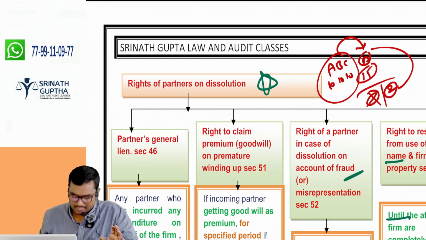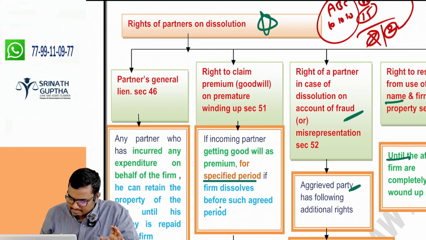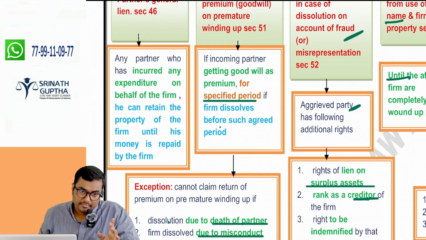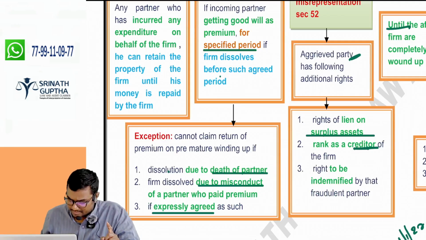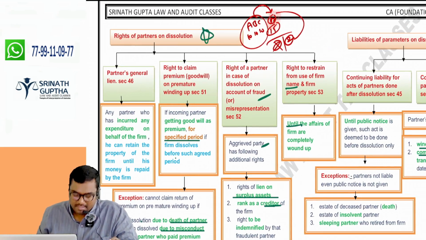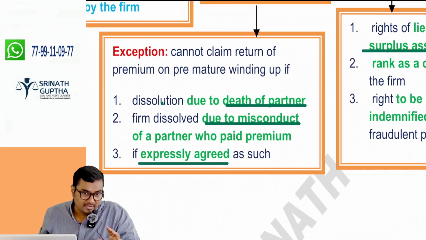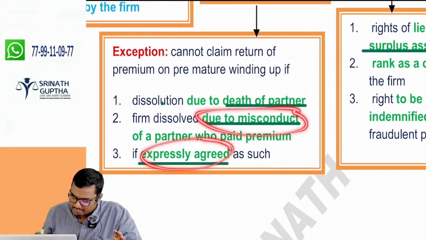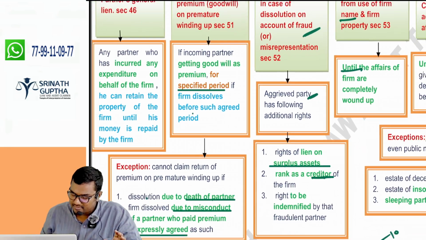If a partner is getting goodwill as a premium for a specific period, and the firm is dissolved before the agreed period, then we have to return the premium to D. But D is not entitled to get the premium if the firm is dissolved due to the death of the partner, or due to the incoming partner D himself, or if before joining we said we will not return the premium, an express agreement. Due to misconduct of the incoming partner, express agreement, and death of the partner, in these three cases we will not return the premium.